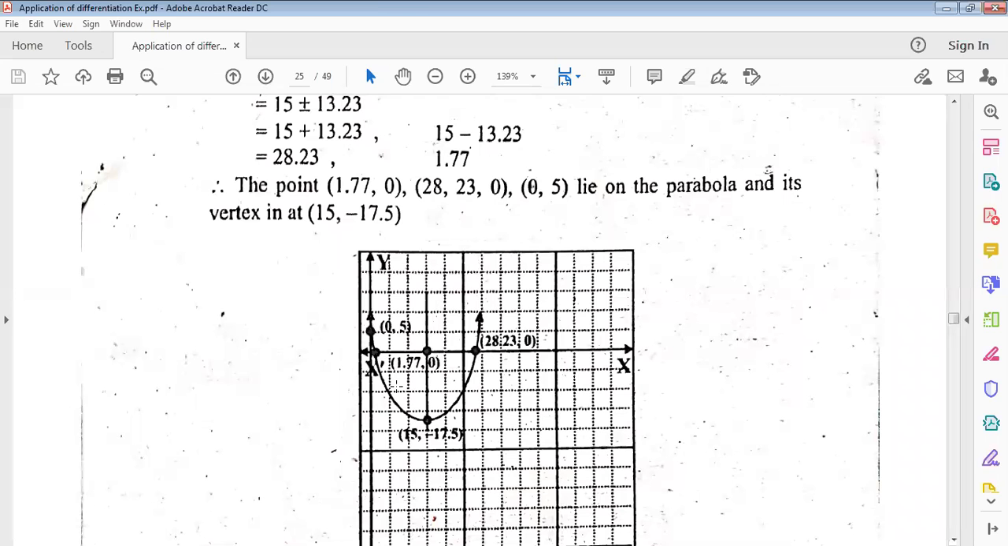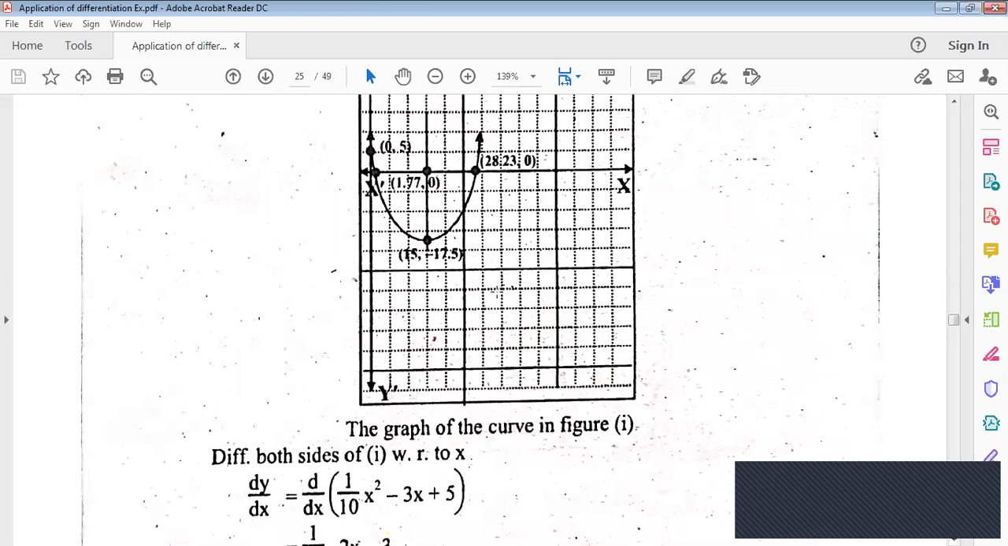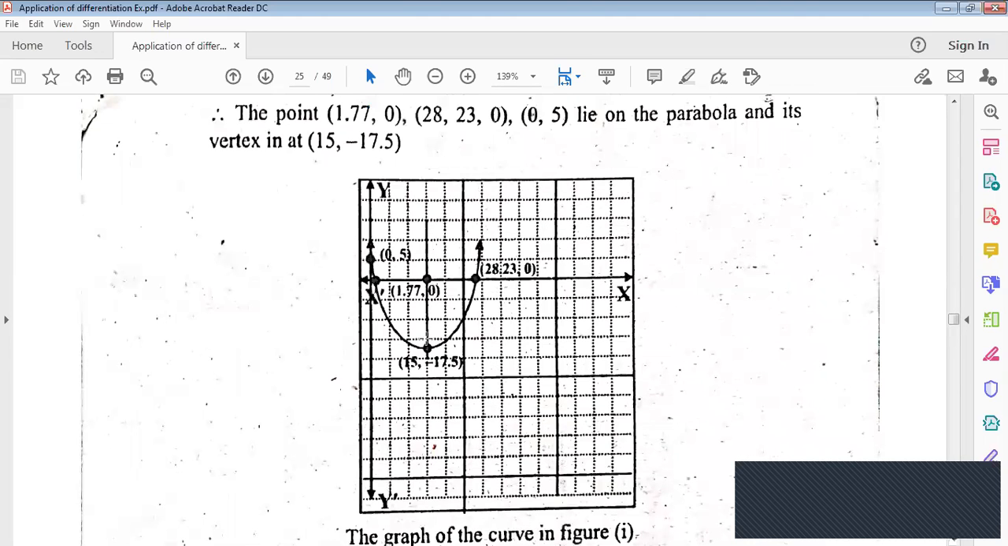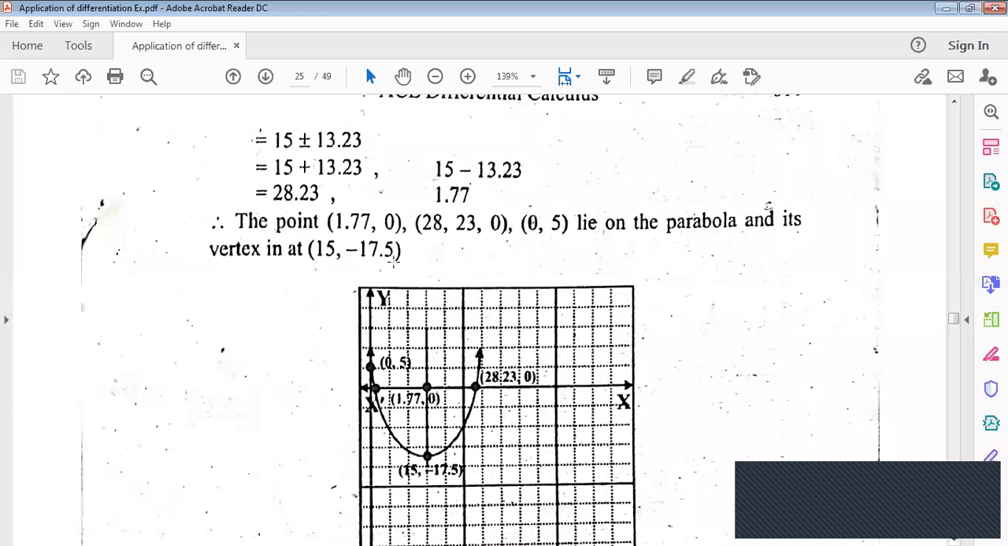This is the equation of a parabola, just joining these 3 points. This point, and this point. Actually, this is 28.23. Remember it. This is not a comma. It is 28.23, because the comma is a printing mistake.